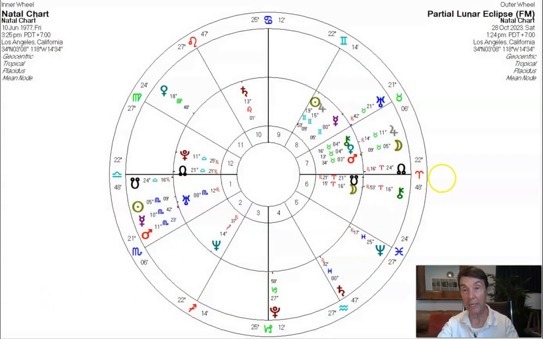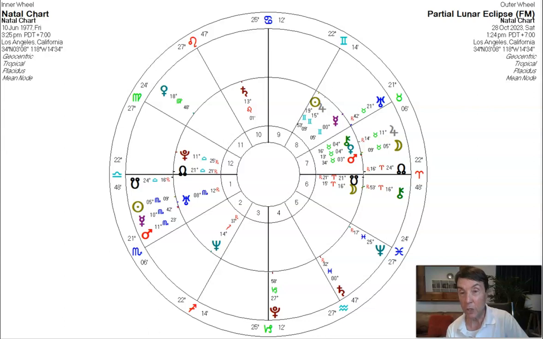Okay, so let's have a look at the chart in question. So here it is. This is a random chart, for a person born on the 10th of June 1977 at 3:25 p.m. in Los Angeles. The lunar eclipse is happening on the 28th of October this year. It'll be the 29th in other parts of the world, like Australia, which is always a day ahead.